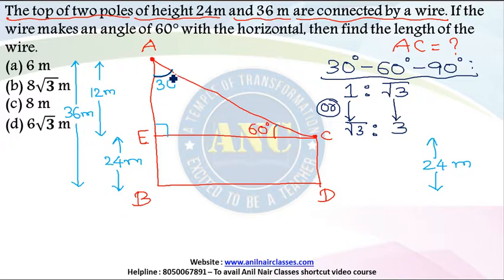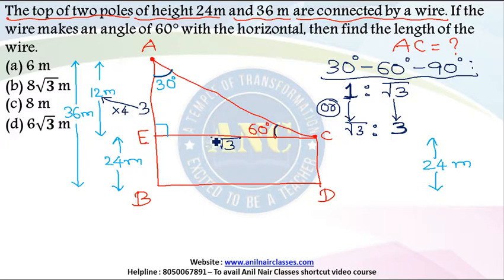That means opposite to 30, instead of taking it as 1, I will assume it as root 3. I will assume CE value as root 3. If opposite to 30 is root 3, then opposite to 60 will become how much? It will become 3 units. That means AE value will become 3 units. According to the assumption, AE value is 3, but according to the question, AE value is 12. 3 should become 12. Multiply by 4.